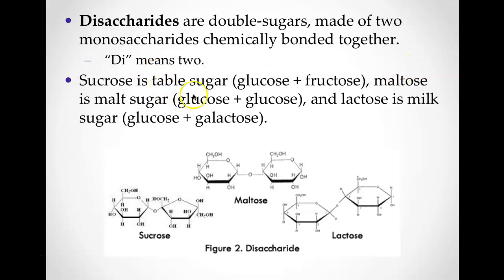Maltose, which is malt sugar, is a glucose with a glucose, and lactose is a milk sugar, like I said a minute ago, is a glucose with a galactose. I don't really need you to remember any of those except for sucrose. I think that's an important one to remember. Sucrose is a disaccharide. It is made up of glucose bonded to fructose. That way you can demonstrate that you know what a disaccharide is.